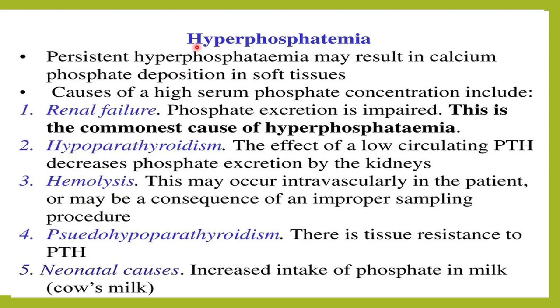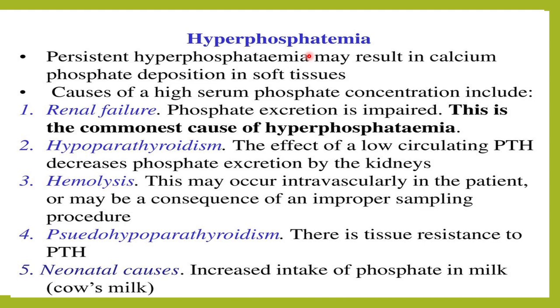Now let us discuss hyperphosphatemia. Hyperphosphatemia is a condition wherein the level of phosphates in the body goes more than 4.5 milligram per deciliter. So what are the causes of this high serum phosphate?